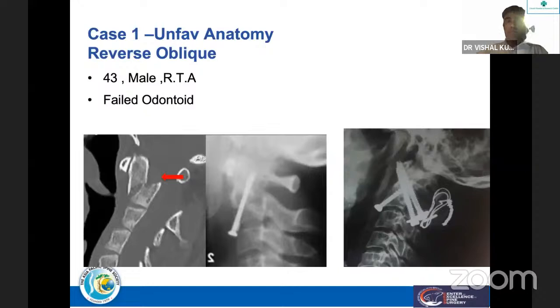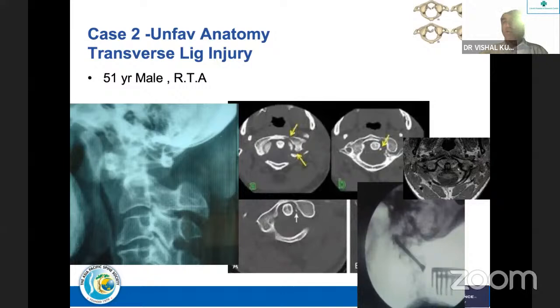Some case examples: reverse oblique fracture, anterior surgery was done, failed. We went in and did a posterior transarticular surgery in these patients. Another patient, transverse ligament chip fracture. You do an anterior surgery, it's a recipe for failure. We went in and did a transarticular through posteriorly.